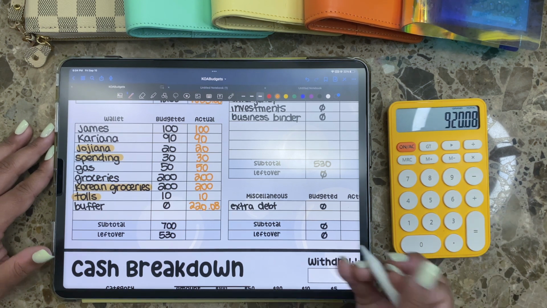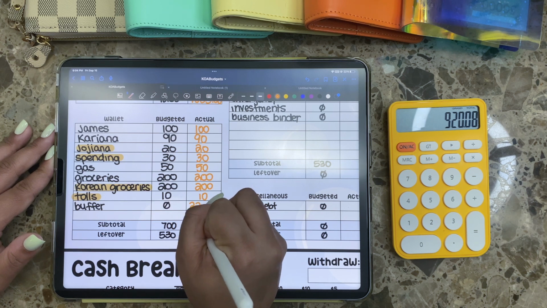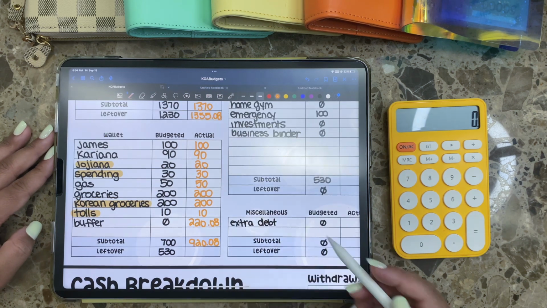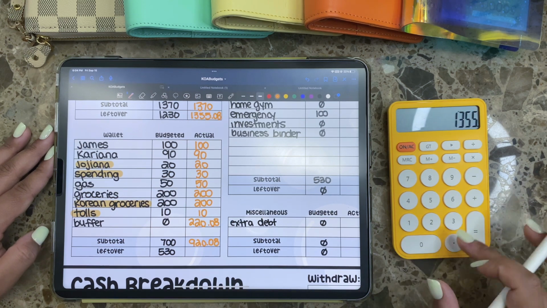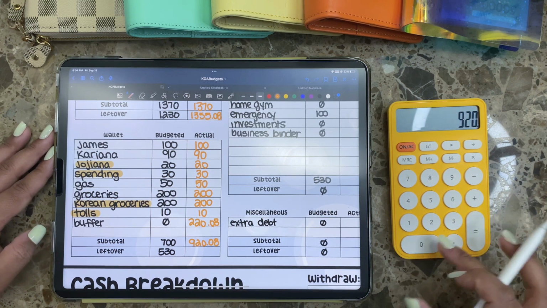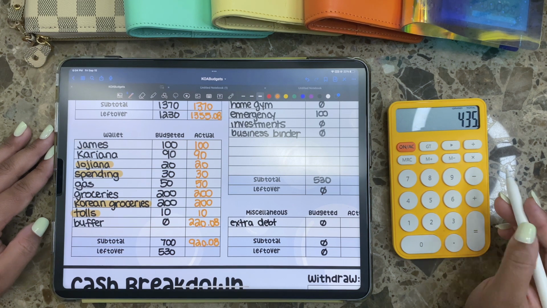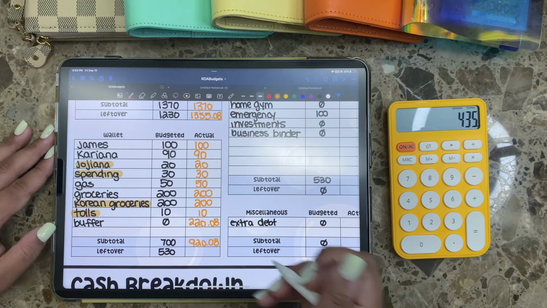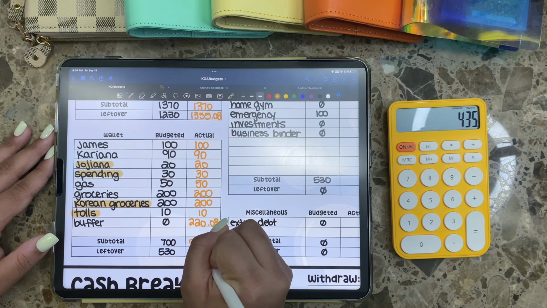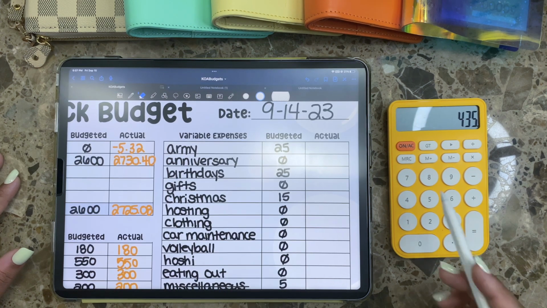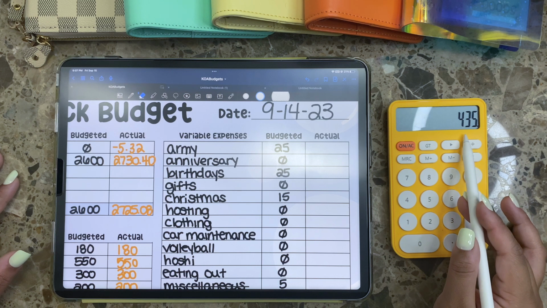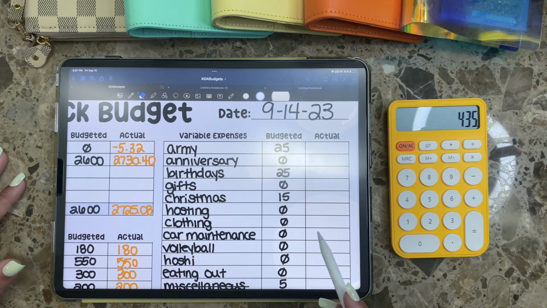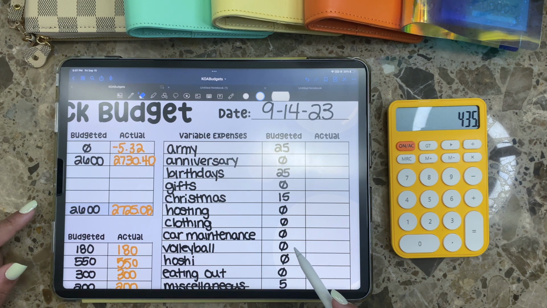And that is $920.08. And we'll subtract that number from the top leftover. And we're left with $435 that we can use in our cash envelope binders. So I know $435 is less than what I originally budgeted for, but I was expecting that given that I had to put more money into my buffer.